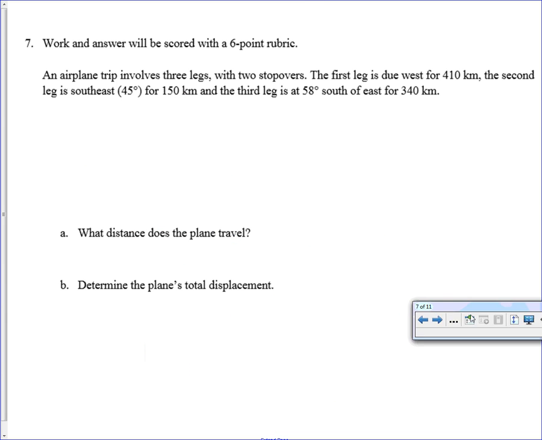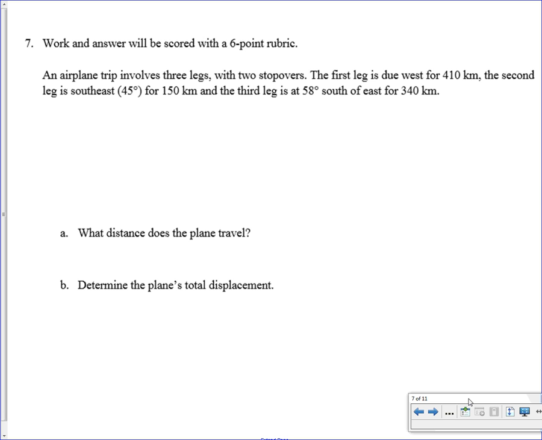Let's try number 7. Exact same problem. Still an airplane, still 3 legs, still 2 stopovers. All that changed here is the numbers, so we can go through this one pretty quickly.